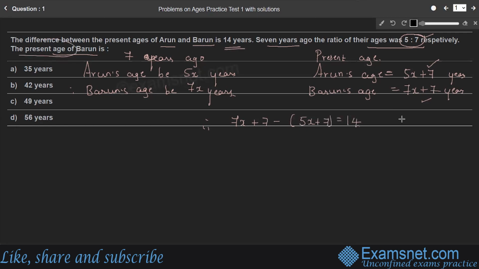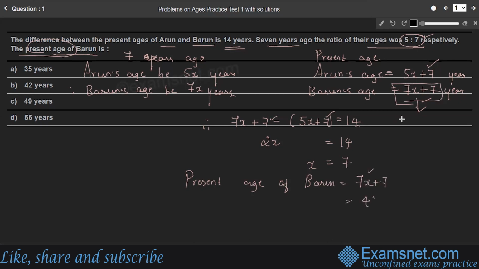Here we need the present age of Varun, so for that we need the value of x. Simplifying, 7x minus 5x is 2x, and plus 7 minus 7 gets cancelled. 2x is 14, therefore the value of x is 7. Varun's present age is 7x plus 7, so 7 into 7 is 49, plus 7 is 56 years. Varun's present age is 56 years. Option D is the right answer.